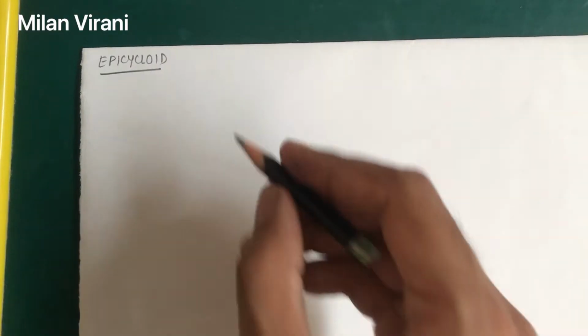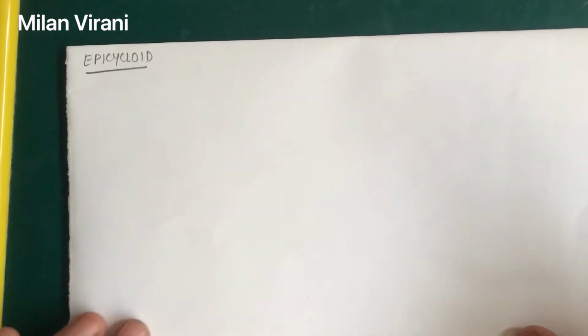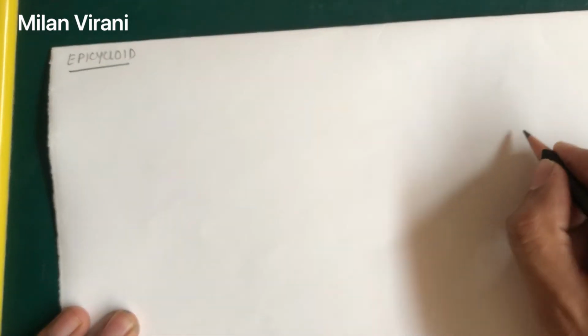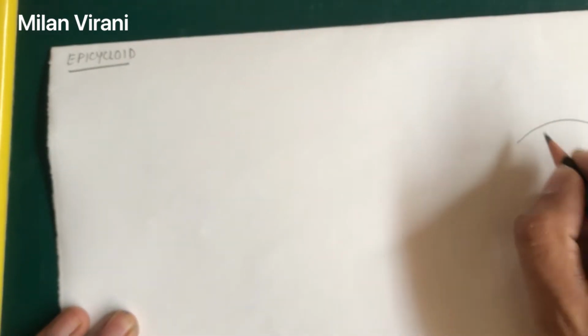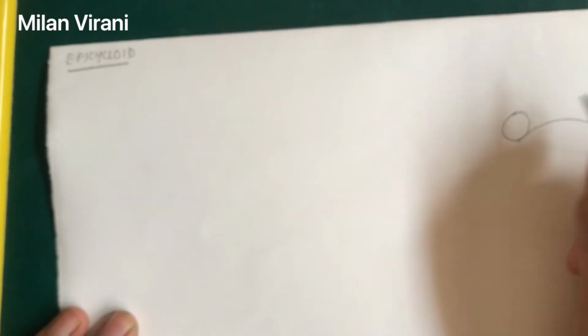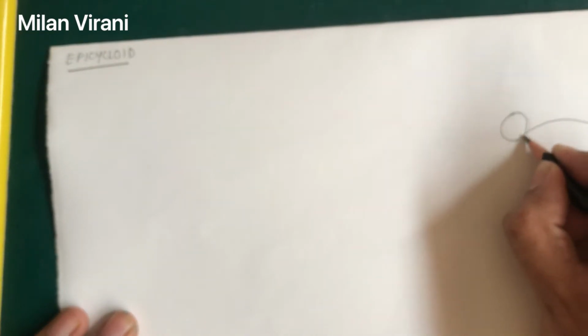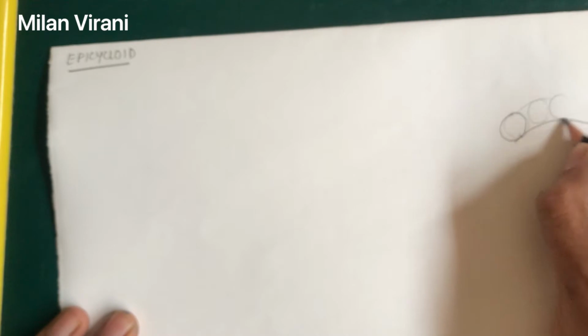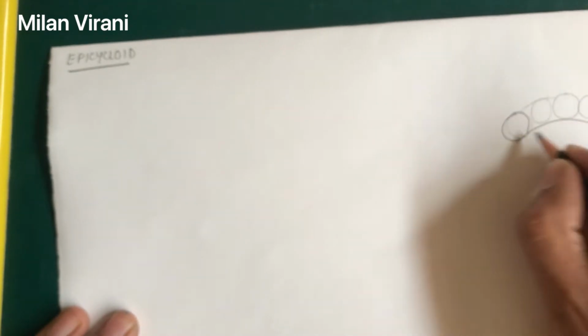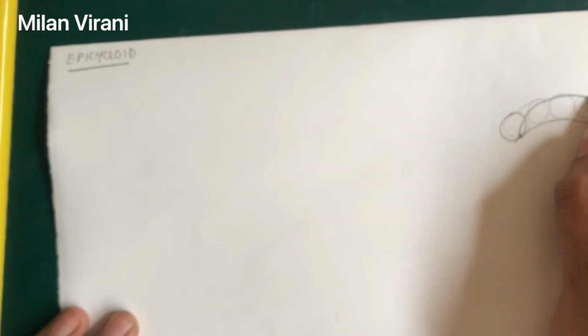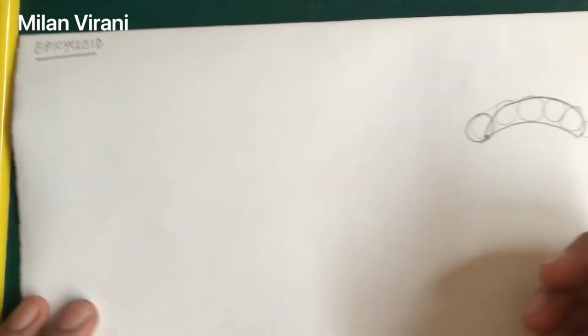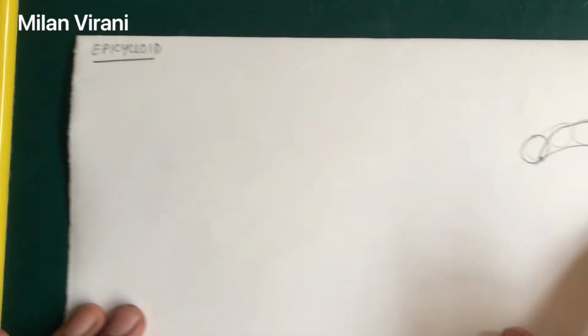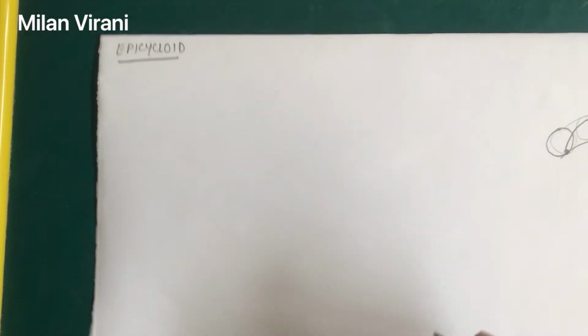When a circle rolls over another circle, let's say this is the curve and here is the circle. This circle rolls over the other circle, which means the position of the circle is like this. The path or locus of any point on it is called an epicycloid. Now let us see how to draw an epicycloid.